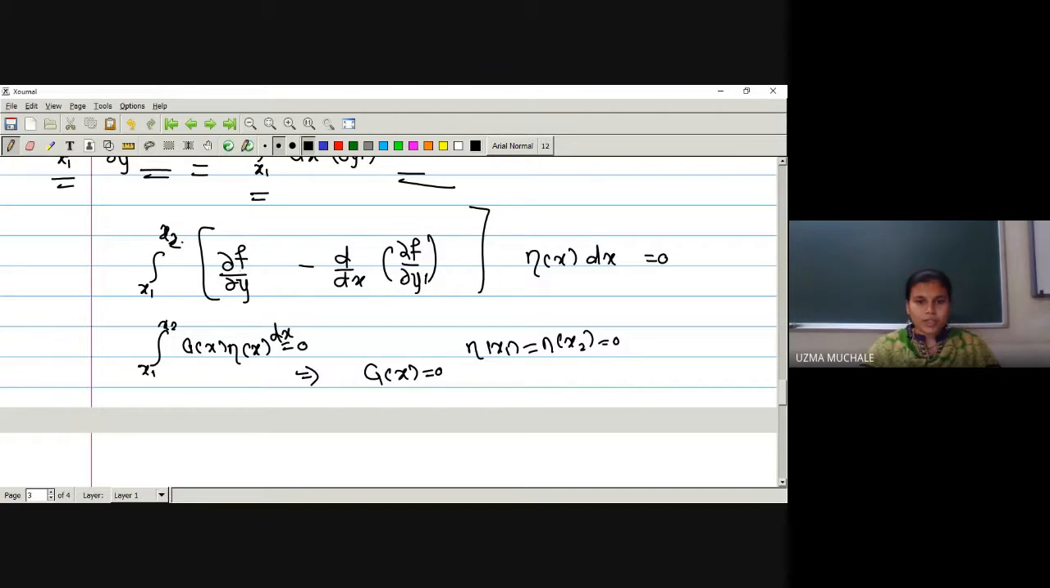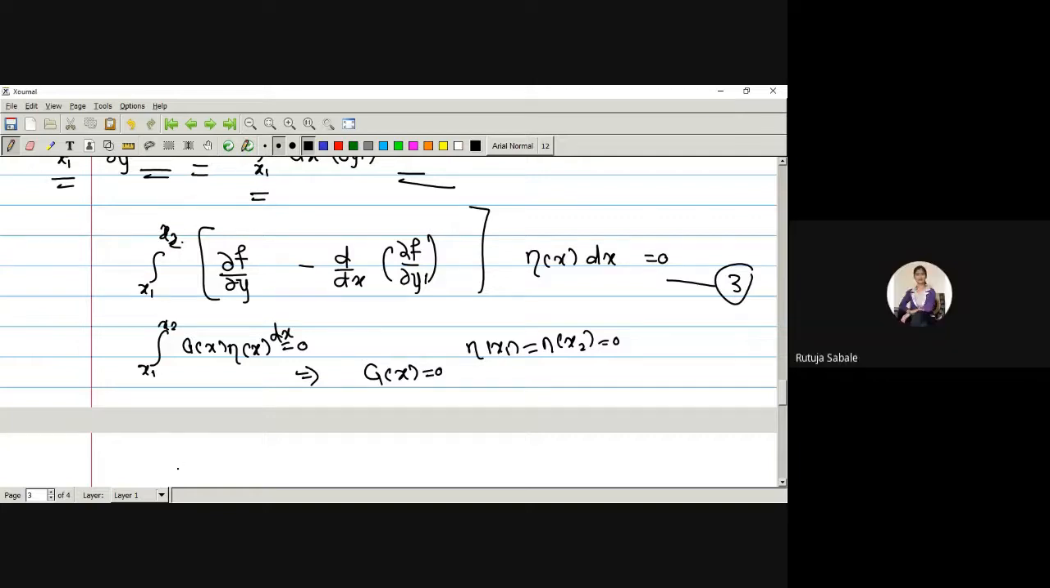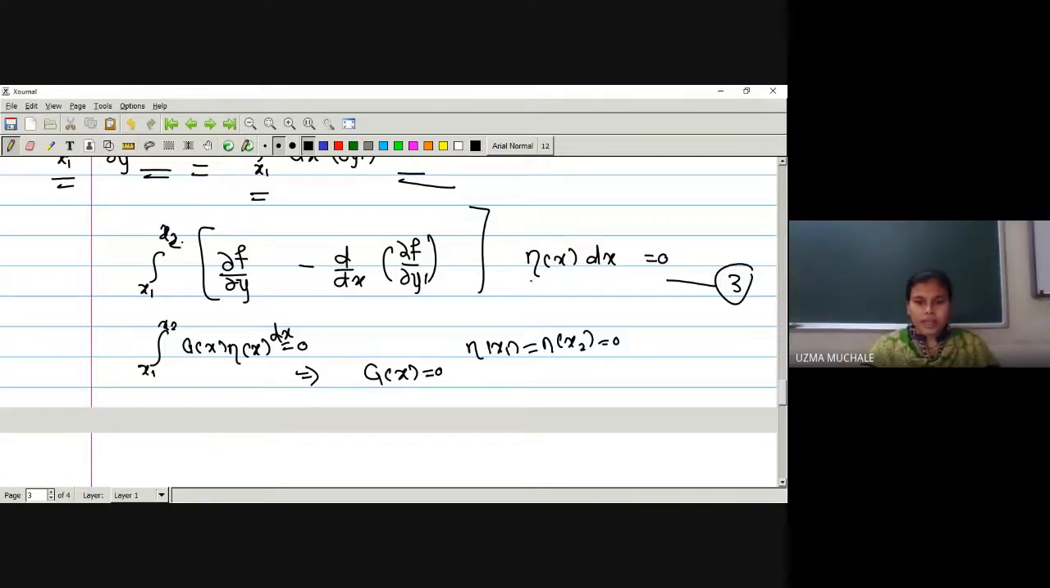So here what is g(x) in this equation? Can anyone tell me from equation number 3 what g(x) is? ∂f/∂y minus d/dx of ∂f/∂y′. Correct. So this equation is already satisfied, with η(x1) and η(x2) equal to 0. This condition ensures that all the paths pass from p to q.